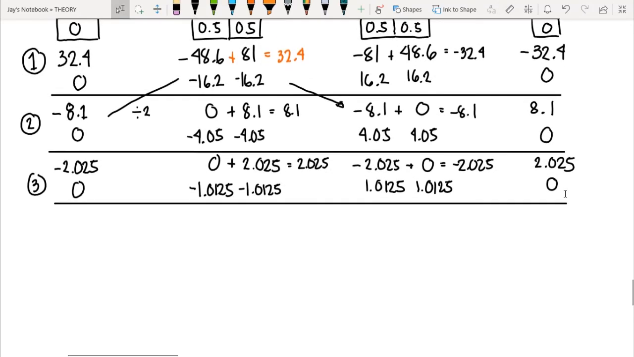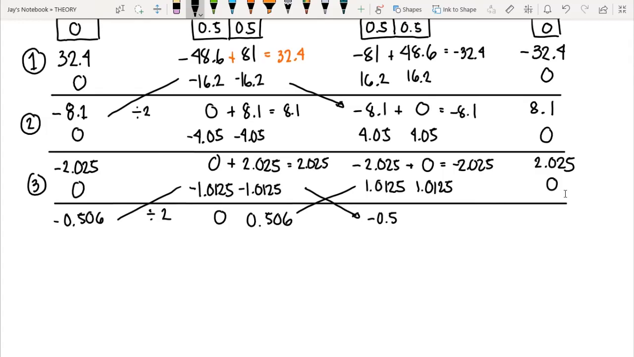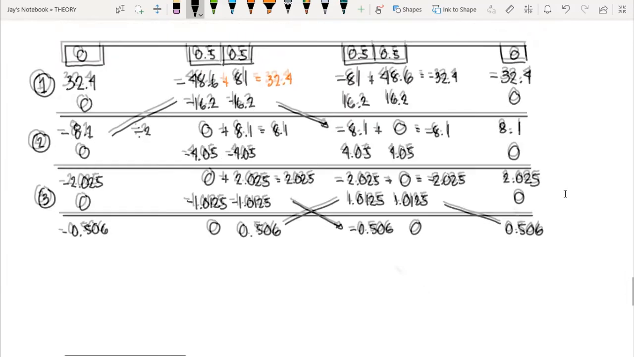For our fourth cycle, we carry over the moment. We divide by 2. So we have negative 0.506. Here we have a 0. In this case, if we divide by 2, we have positive 0.506. But in this side, we have negative 0.506. We have here 0. And then we have here positive 0.506. And then we multiply to its distribution factor.